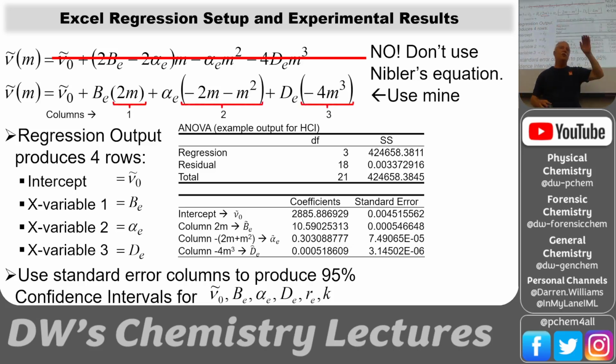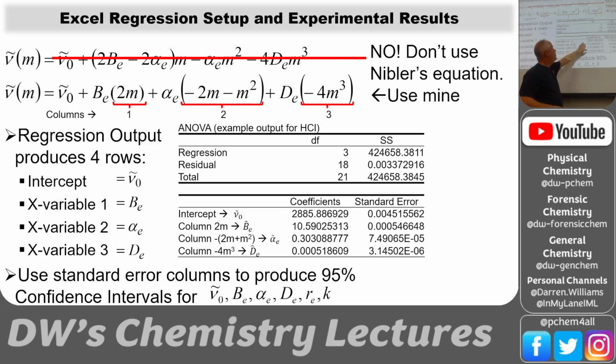Once you assign all the quantum numbers, and again, this is in a couple of weeks, so come back to this video and look at it. Assign those quantum numbers and then create these three columns, a column of 2m, a column of 2m minus m squared, etc. And then when you do the regression, it will produce this output.